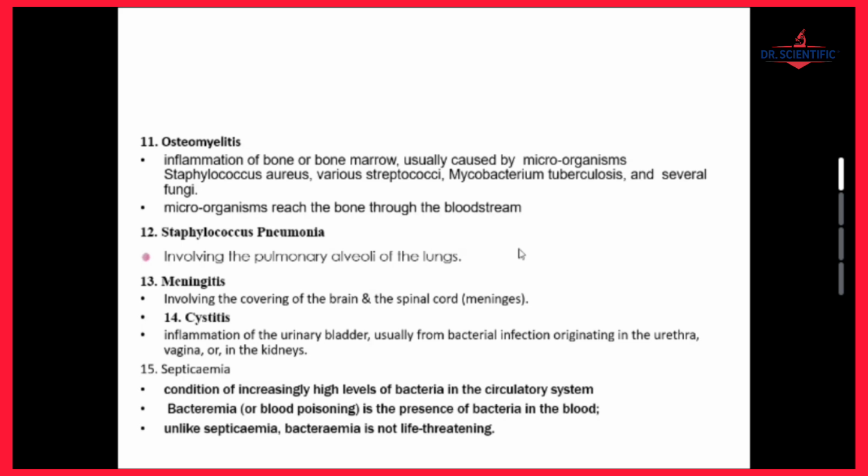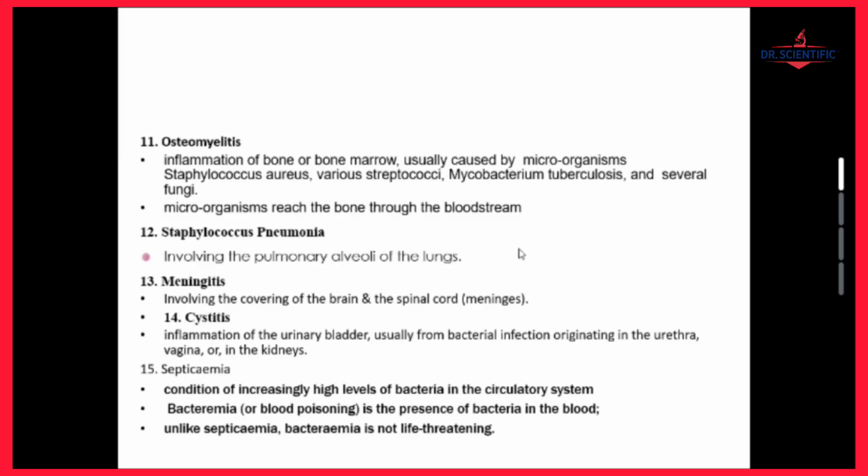And then we have what we call Staphylococcus pneumonia. This is where the bacteria involved has moved up to the lungs and is affecting the pulmonary alveoli of the lungs, hence causing pneumonia. If this bacteria reaches the brain, it can cause meningitis when it affects the meninges.